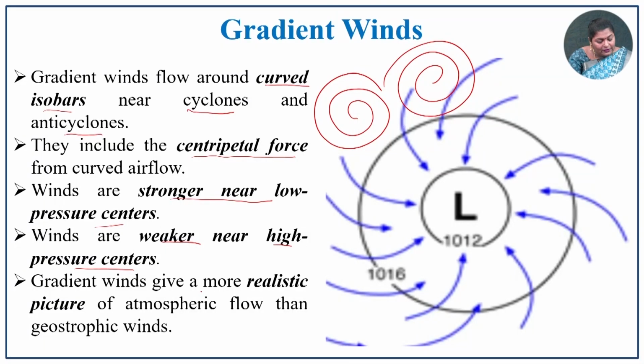The gradient winds give a more realistic picture of the atmospheric flow than geostrophic wind. So, compared with the geostrophic wind, this gradient wind produces a realistic picture of the atmospheric flow of winds and pressure.